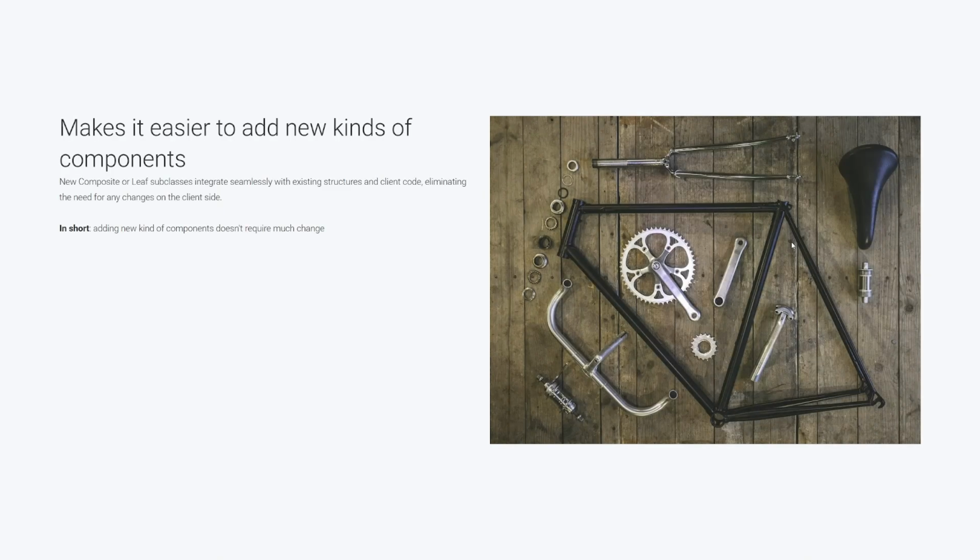It makes it easier to add new kinds of components. New composite or leaf subclasses integrate seamlessly with existing structures and client code, eliminating the need for any changes on the client side. In short, adding new kinds of components doesn't require much change.